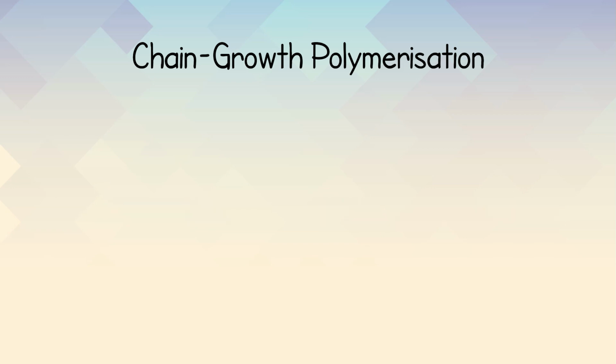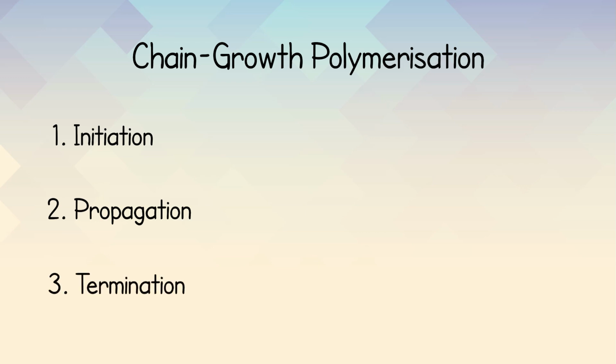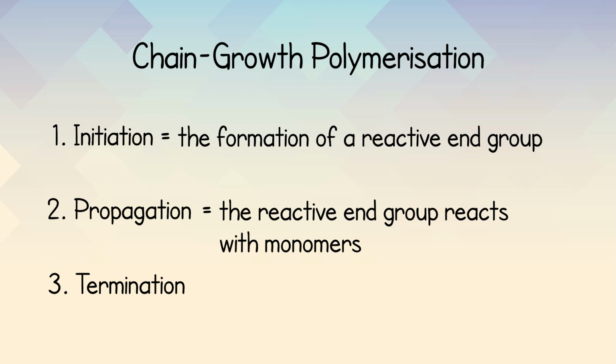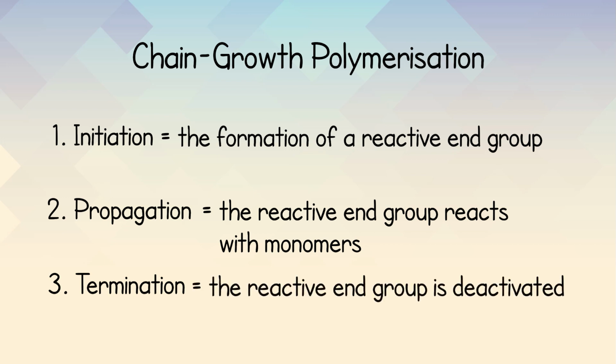In general, a chain growth polymerization reaction goes via three steps: initiation, propagation, and termination. In the initiation step, a species with a reactive end group is formed. This reactive species goes on to attack a monomer in the propagation step, forming the beginning of a polymer chain. The polymer chain continues to lengthen by further reactions of the reactive end group with monomer molecules, until the reactive end group is deactivated. The deactivation of the reactive end group occurs in the termination step.